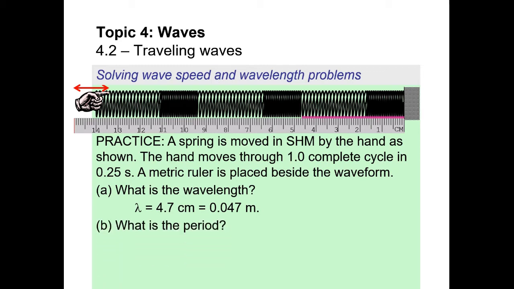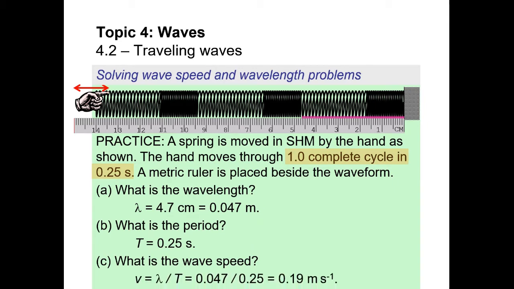What is the period? Period is the time taken for one complete oscillation, which is 0.25 second. What is the wave speed? Wave speed is the wavelength divided by period. That is 0.047 meter divided by 0.25 second, which is 0.19 meter per second.